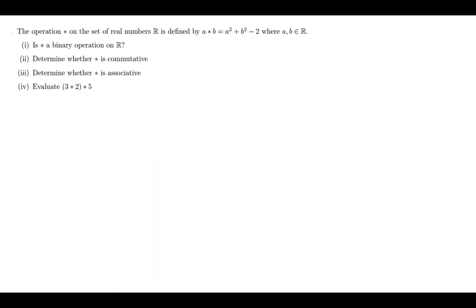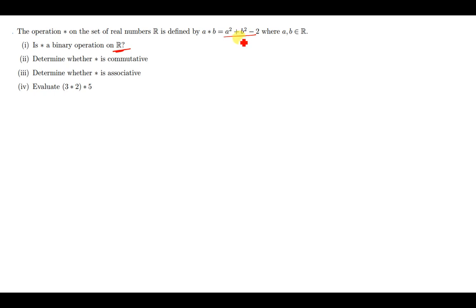Let's move on. So let's look at this last example here. The operation on the set of real numbers R is defined by A star B is equal to A squared minus 2, plus B squared minus 2, where A and B are members of R. The first question is, is star a binary operation on R? So is there a probability of you getting two real numbers, you plug them in this expression, and the answer that you get is not a real number?